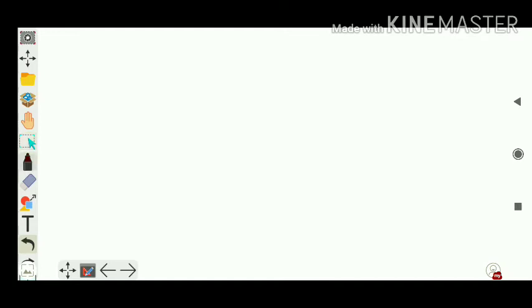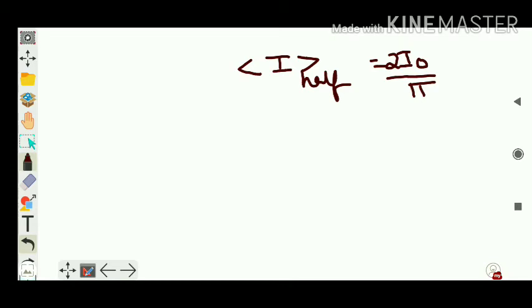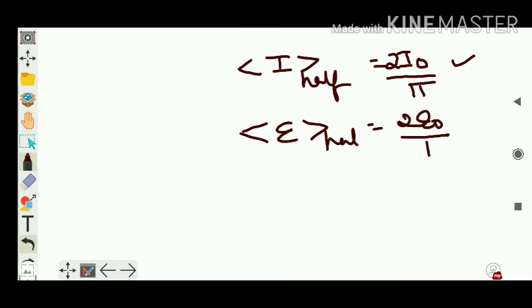If you had done it correctly, you will find that for the average of a half cycle, the person who tried it got I naught by 2, but the actual answer is 2 I naught by pi. That is the average current for half cycle. Similarly, the EMF or voltage for half cycle is 2 epsilon naught by pi. These two are very important for the next section also, that's why I told the answers: 2 epsilon naught by pi and 2 I naught by pi.